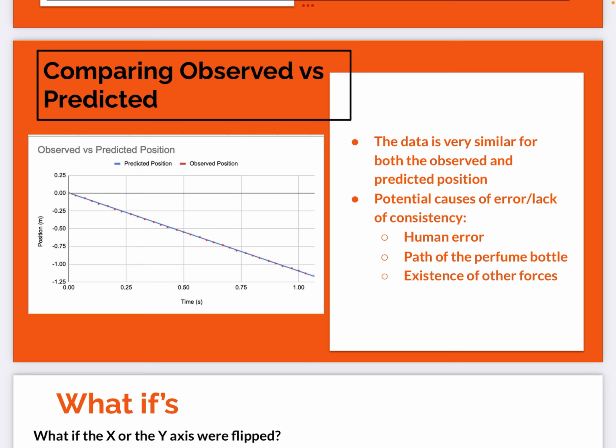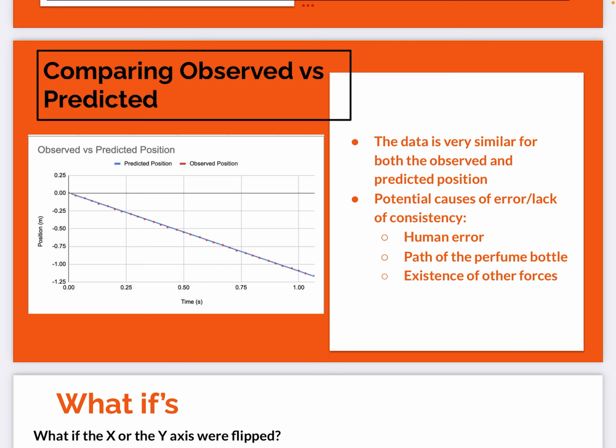However, it is important to note that there was less consistency in the observed data points, and this could be due to one of many reasons. First off, human error. The observed data points were done manually by hand using Tracker's data point plotter, and thus it's unlikely that the exact center of the perfume bottle was selected for every time interval. Additionally, the path of the perfume bottle was not entirely straight but moved slightly diagonal, and this could be why at certain points on the graph the predicted position was either slightly lower or slightly higher than the actually observed data points.